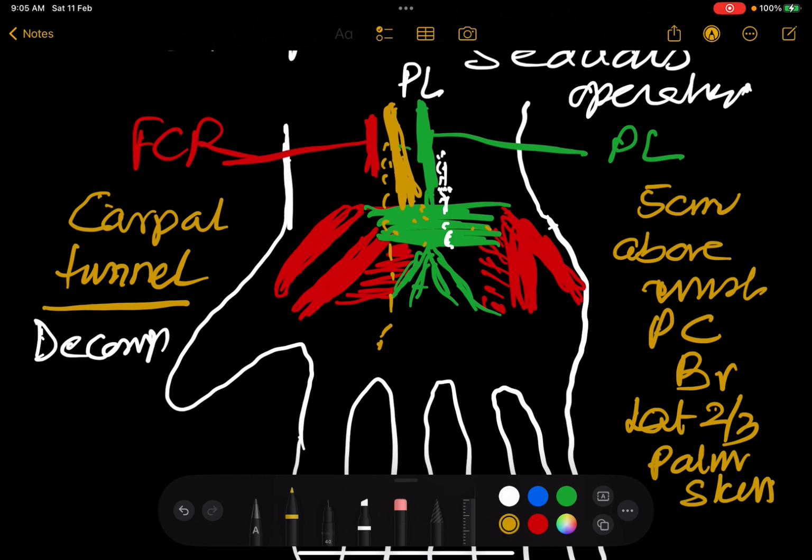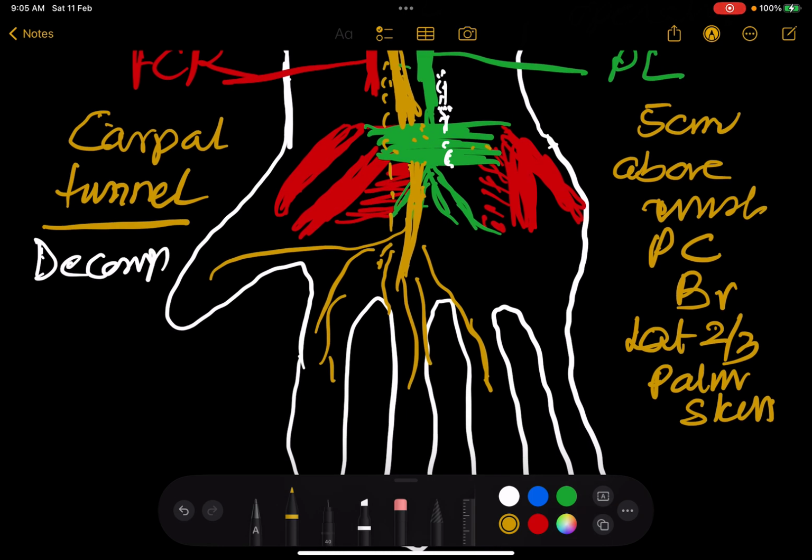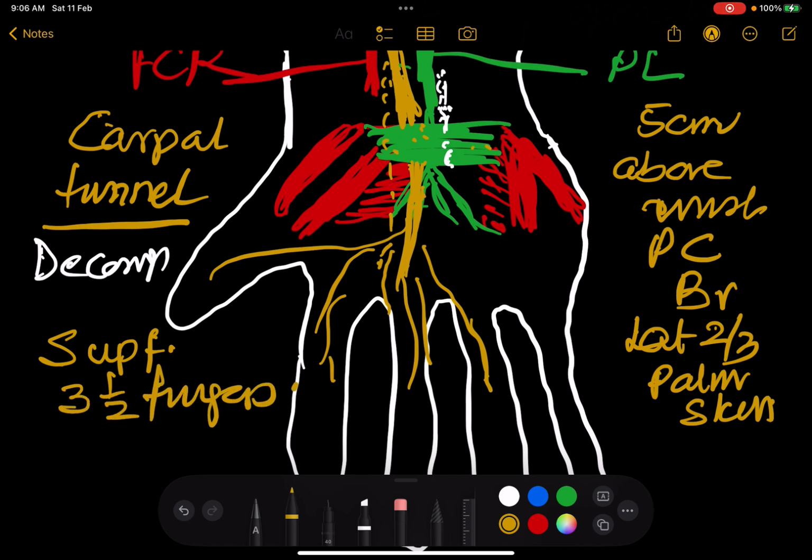After passing through the carpal tunnel, it divides into a superficial branch which supplies 3.5 fingers. So it divides into, after the carpal tunnel, a superficial branch supplying 3.5 fingers, and a deep branch which passes between abductor and flexor pollicis brevis, supplies the opponens and ends in the lateral two lumbricals.